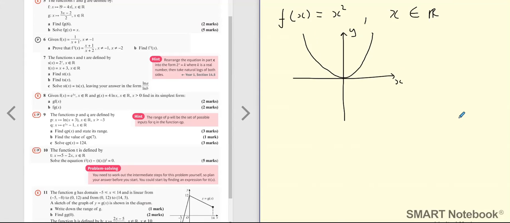Now, how are we going to draw the inverse of this function? So if I call this f of x, how am I going to draw the inverse of this function? Can you please describe it to me in the chat?